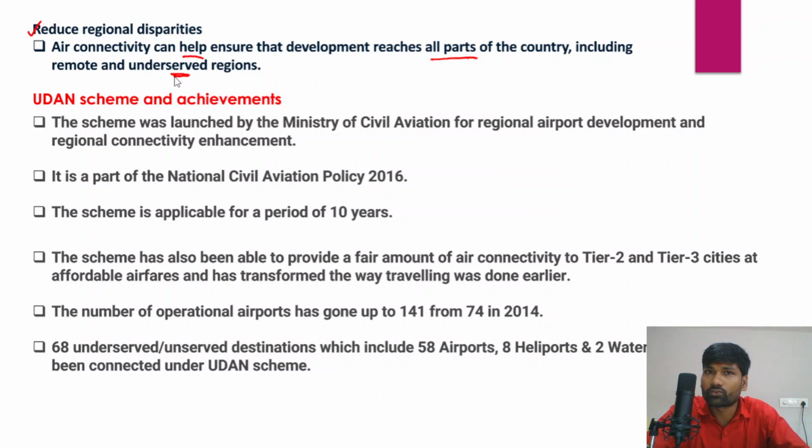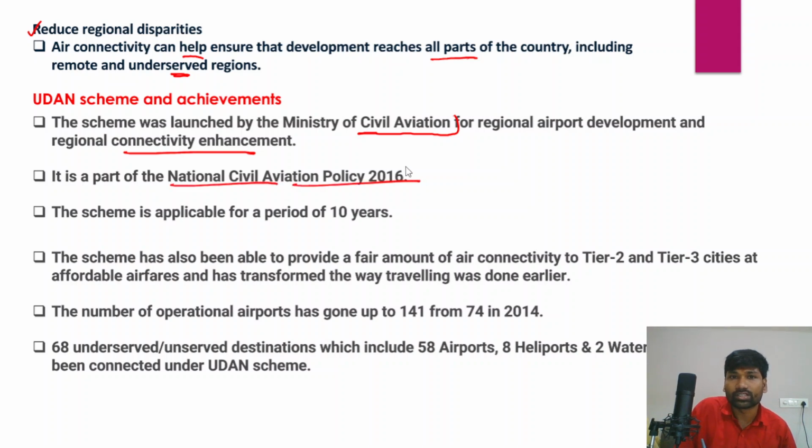Now, what are the achievements of the Ude Desh Ka Aam Nagarik scheme that was introduced in the year 2016? There are certain objectives. The scheme was launched by the Ministry of Civil Aviation, as we all know. This scheme aimed at improving regional air development, airport development, and regional cities connectivity. In fact, UDAN is also part of the National Aviation Policy of 2016, and this scheme is applicable for at least 10 years.